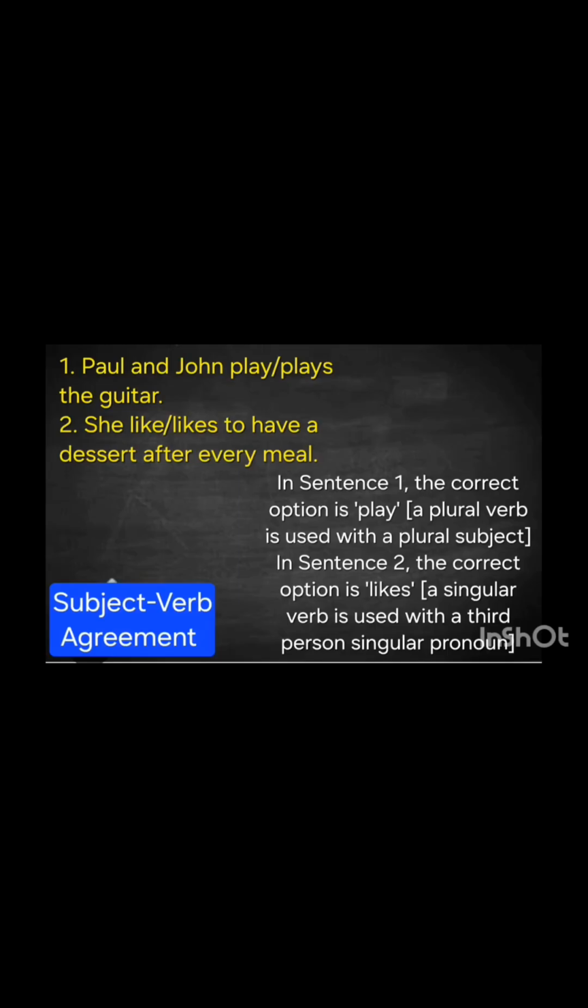Look at the first sentence here. Paul and John play the guitar. So in this sentence, the correct option is play. A plural verb is used with a plural subject here, Paul and John.